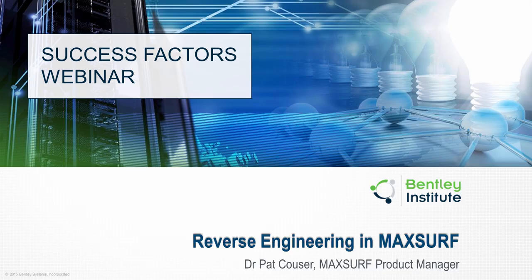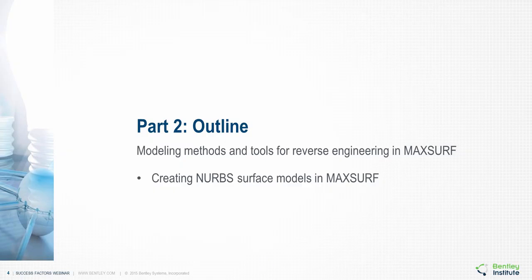In part 1 of this webinar we looked at the various common data sources and how these can be used in MAXSURF. We also looked at how these data should be processed as a precursor to generating vessel models in MAXSURF. In particular, we focused on the workflow for creating tri-mesh models. Now in part 2 of this webinar we will look at creating NURB surface models using the imported reference data.